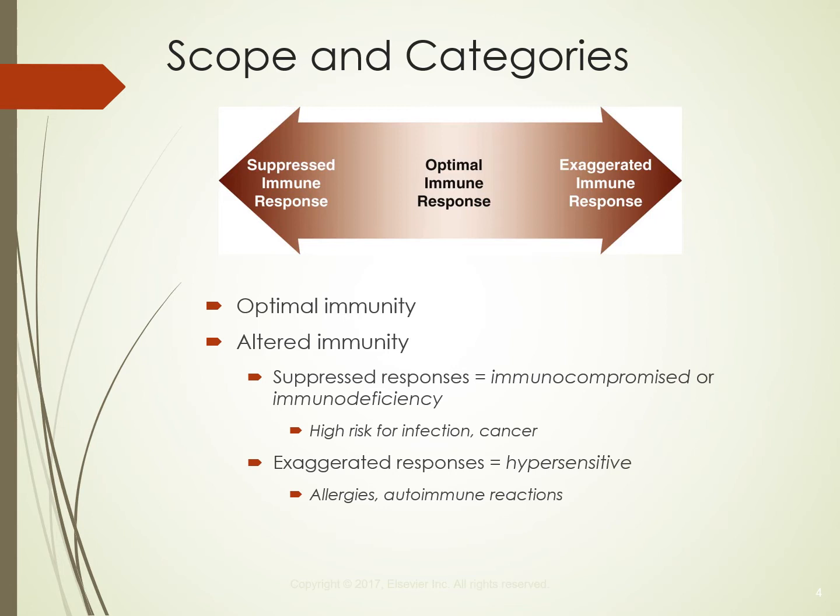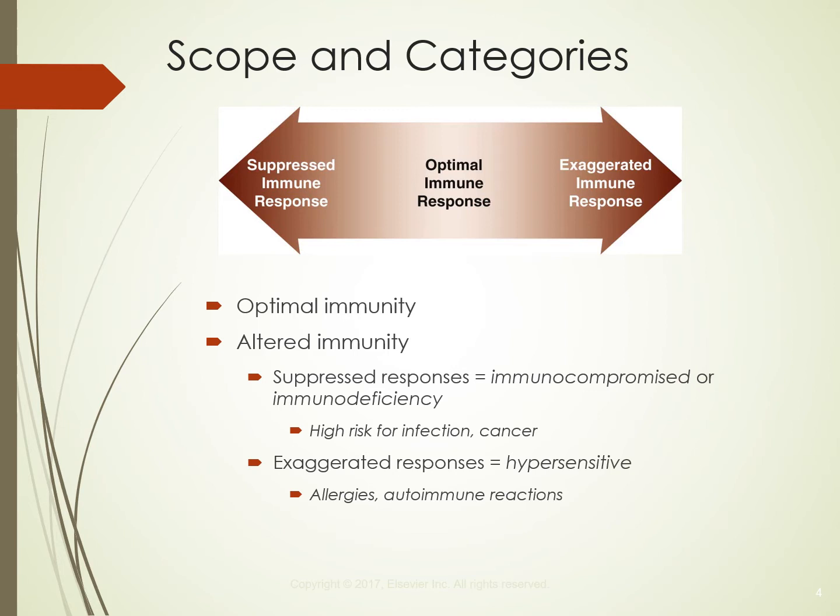To the far left of the immune response spectrum, see the figure above on the slide, is a hypo or suppressed immune response. Individuals who have suppressed immune responses are referred to as immunocompromised or are considered to be in a state of immunodeficiency. Individuals with suppressed immune responses are at significant risk for infection, or if immunosuppression occurs over time, they are at risk for cancer because of the loss or removal of mutating cells.